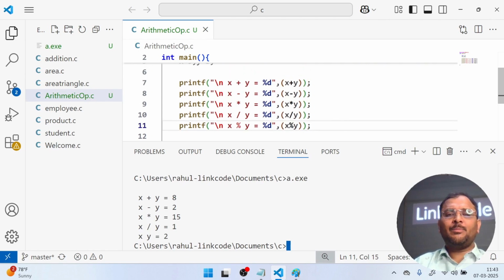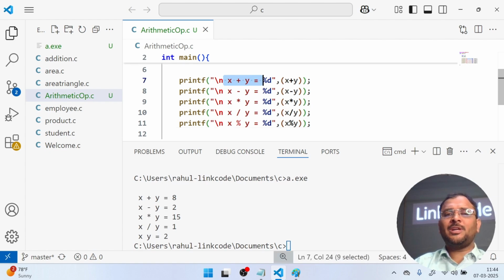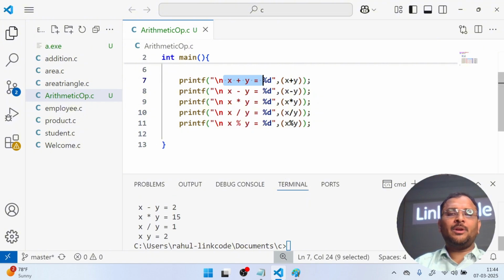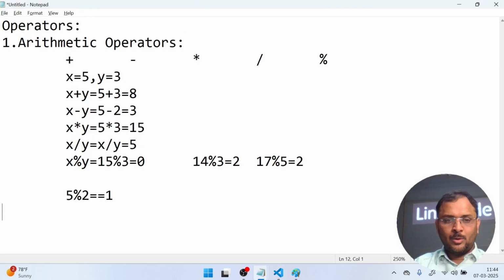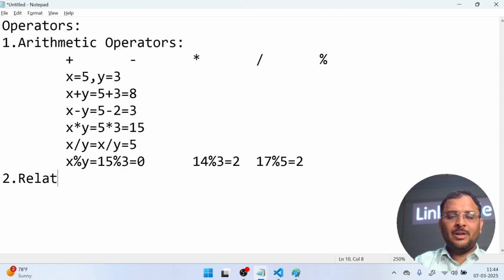So with the example, in the upcoming sessions you will get more understanding about the operators. Now this is the first operator, which is called the arithmetic operator. Now let's move to the second operator, which is called the relational operator. So how many relational operators are there?